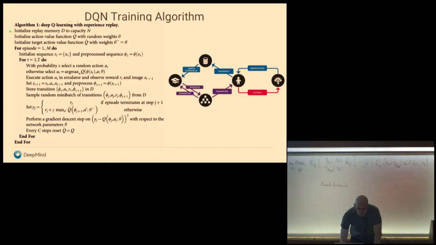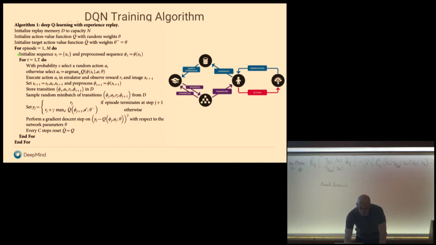So we initialize our replay memory. This is DQN, so don't worry too much about it. It's some memory we keep experiences in. We initialize our action value function, which is a neural network that takes in state and outputs a Q value for every possible action, so a discrete action space. Then we initialize a target action value function. So we'll have two neural nets, it turns out, in some sense. We keep track of two neural nets that look the same but have different parameters.